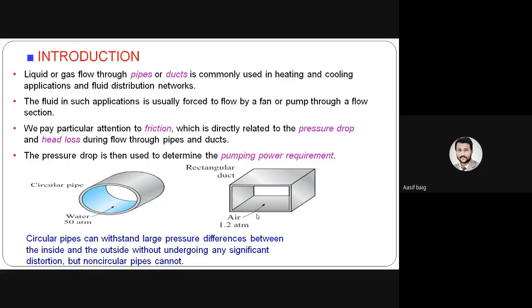So we must need to study about the friction for designing or determining the pumping power requirement. The friction is directly related to the pressure drop and the head loss during flow through the pipe and the ducts. The pressure drop is then used to determine the pumping power requirement.